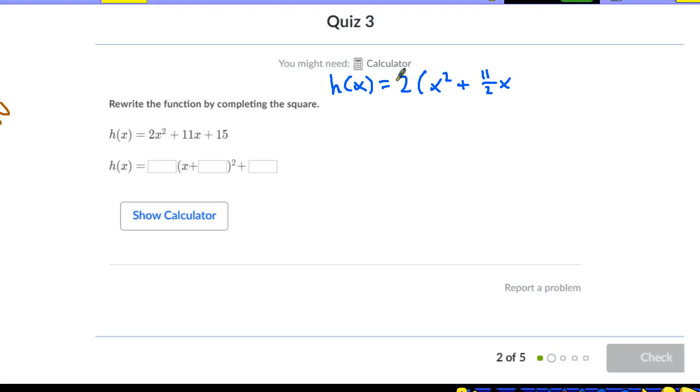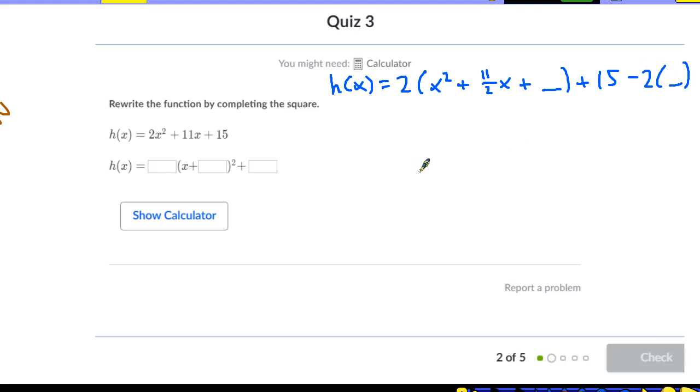So again, what we want is what we started with, and if we take a 2 out, then we are left with 2 times x squared and 2 times 11 over 2 x, plus a little something extra, plus 15, and then we have to subtract something off because we're not allowed to add this blank, and the blank is being multiplied by 2. So what we do is we'll subtract off 2 times blank.